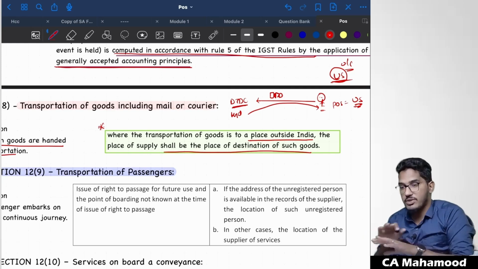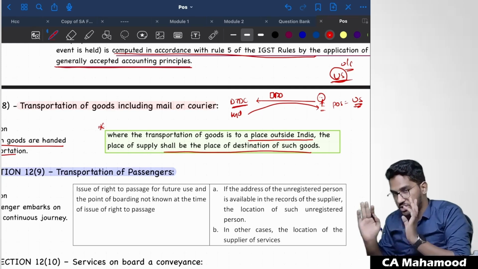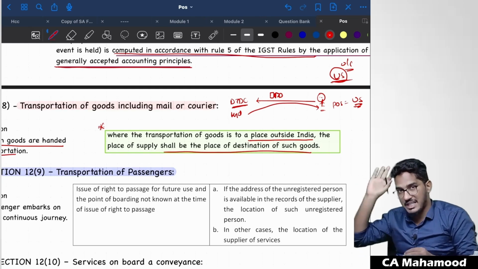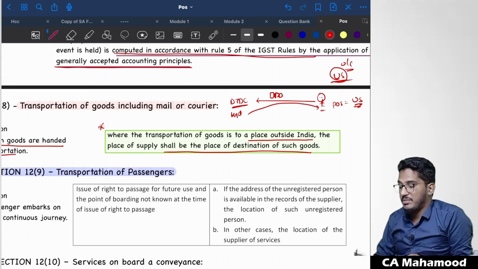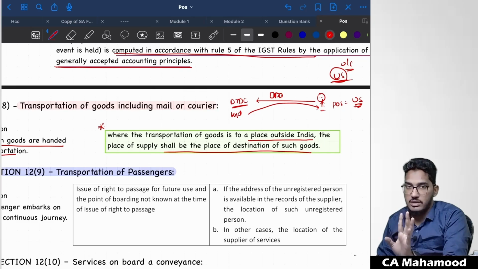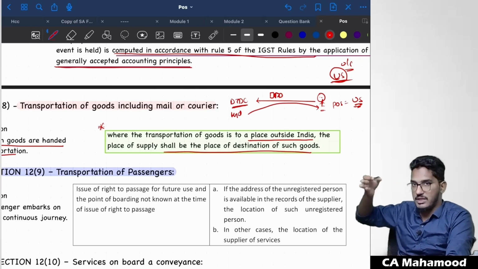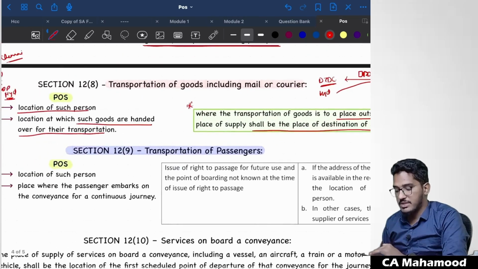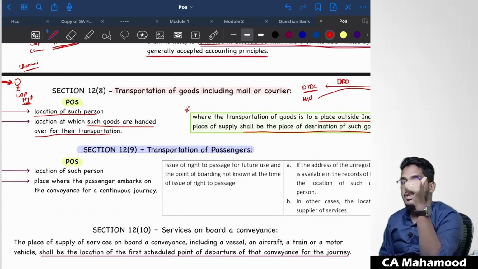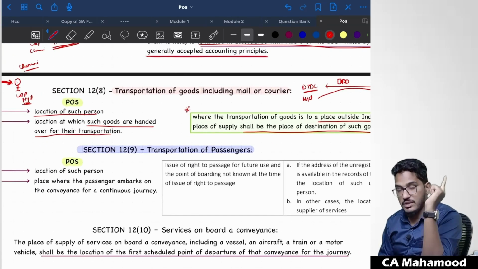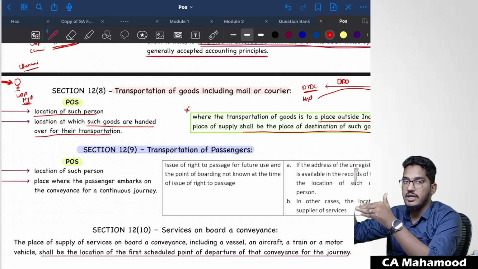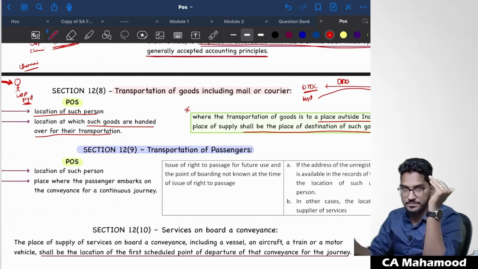Sir, which tax will be imposed and all? Ignore it for the time being now. But just remember, in case if the transportation of goods is happening to a place outside India, generally the place of supply will be the destination of the goods. Whatever is the destination of the goods, that will be the place of supply. Clear? So this is what 12 subsection 8 says. Once again, I am revising. Number 1, if the recipient is registered, location of the recipient. If the recipient is unregistered, location where the goods are handed over for transportation. However, if the goods have to go outside of India, the place of supply will be destination.